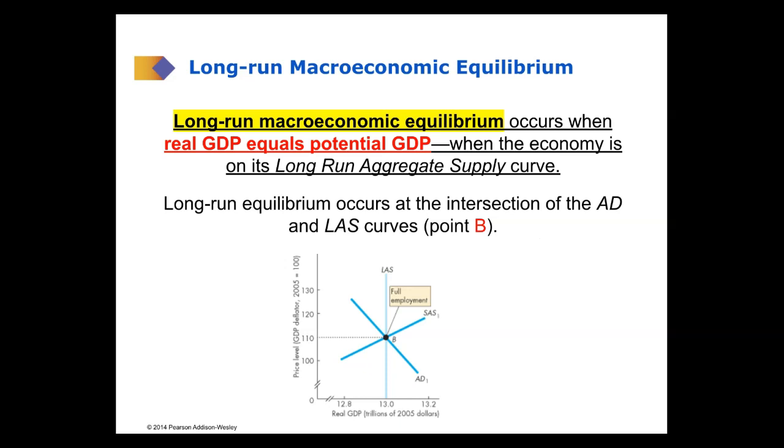Now, the long-run macroeconomic equilibrium is a little different. That's the case when the real GDP is equal to potential GDP. So the equilibrium GDP at full employment is equal to the potential GDP. So the short-run macroeconomic equilibrium, where the two sloping curves intersect each other, is at equilibrium at potential GDP. So this is when the economy is also on its long-run aggregate supply curve. And the long-run equilibrium occurs at this intersection, point B.